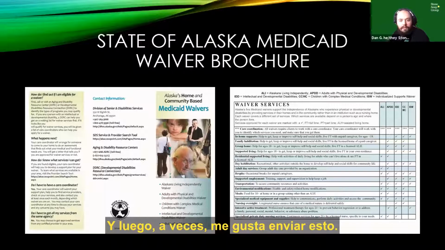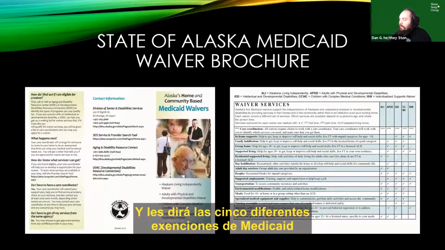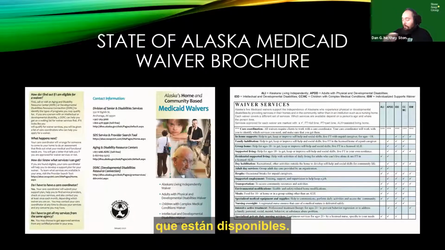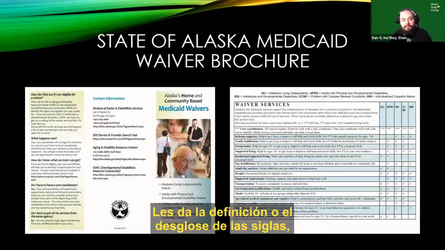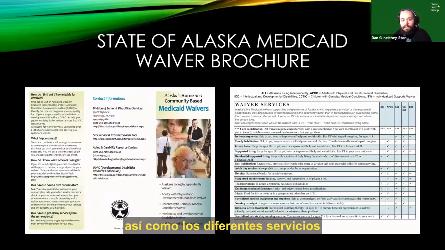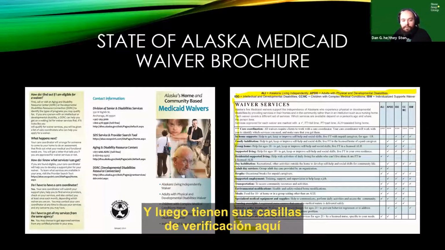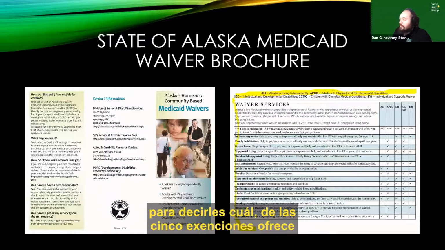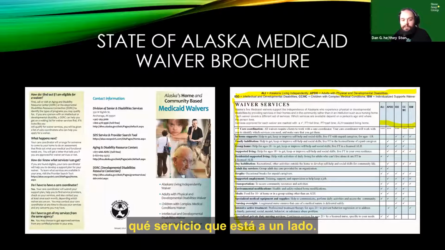And then sometimes I like to send this out. It's just the waiver brochure, and it'll tell you the 5 different Medicaid waivers that are available. It gives you the definition or the acronym breakdown, as well as the different services and the definitions of them. And then you have your check boxes over here to tell you which of the 5 waivers offers which of the services down the side there.